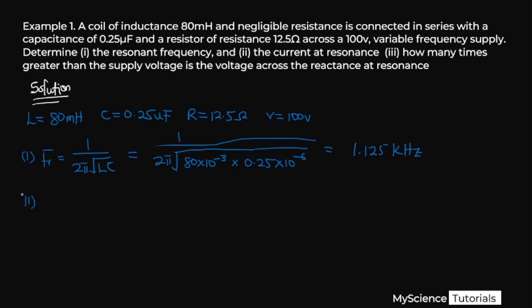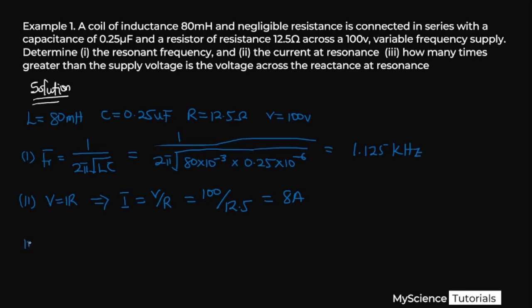So II, the current at resonance. To find the current at resonance, we establish the fact that V is equal to IR when we have resonance in an RLC series circuit, so we don't need to find Z, which is the impedance. So from here, we can make current the subject. We have voltage on resistance, and this is equal to our voltage supply, 100 over here, and then our resistance over here is 12.5 ohms. So 100 divided by 12.5 is going to give us 8 amperes as our current.